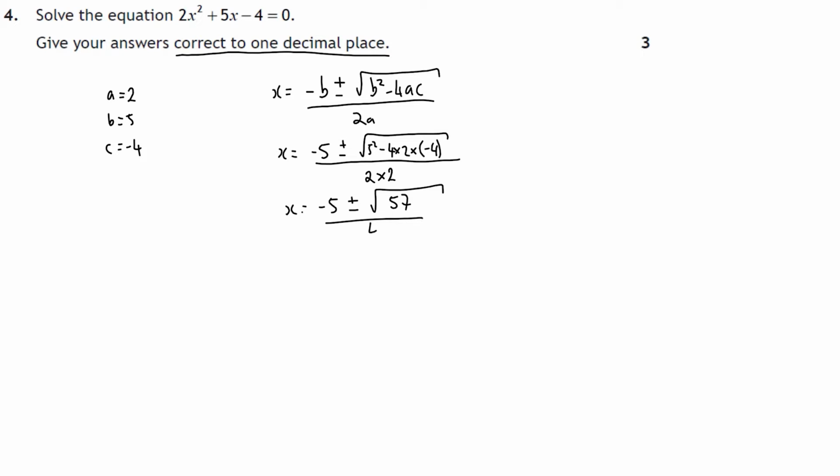all over 4. So at this stage we're going to take the plus or minus part and split it up to get our two answers. So x equals negative 5 plus root 57 all over 4, or x equals negative 5 minus root 57 all over 4. This will give us two solutions. So negative 5 plus root 57.